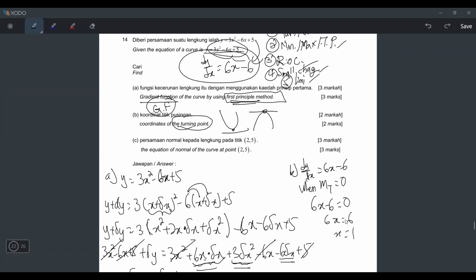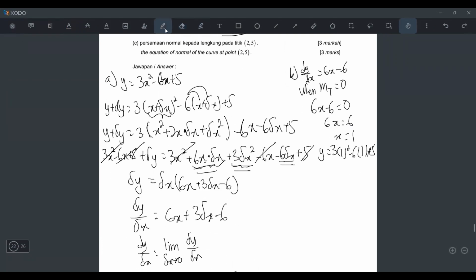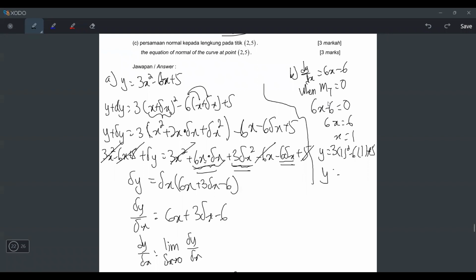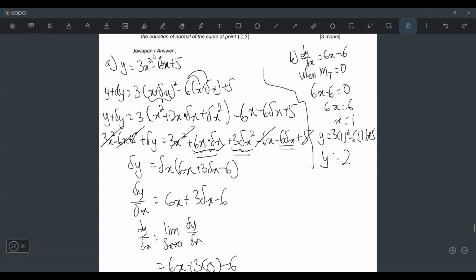After you get x equals 1, substitute this into the original equation to get the y coordinate of the turning point. So y equals 3x squared minus 6x plus 5, with x equals 1. Maybe you forgot about this chapter already, I don't know, but all of this is actually very easy if you remember what I taught you in class. Press calculator, 3 minus 6 plus 5. Let's go. 2. So the turning point is 1, 2.